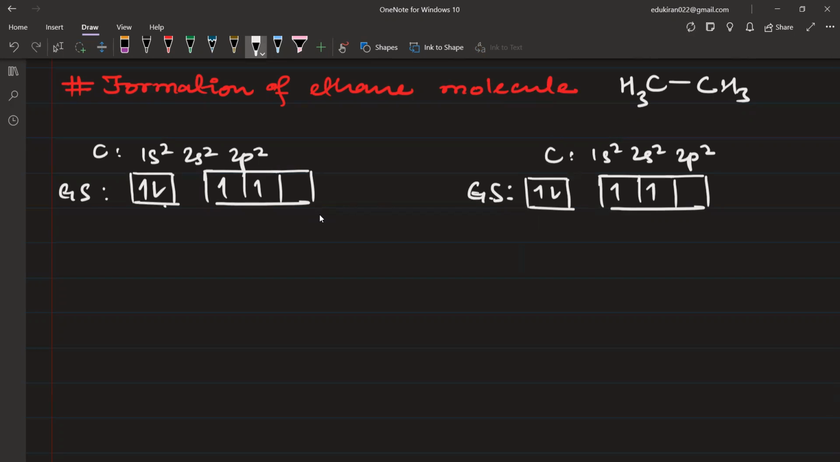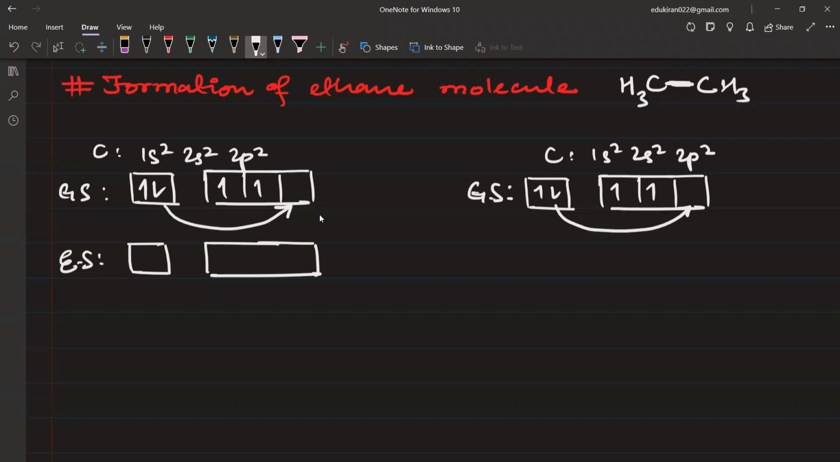Now for excited state, there will be promotion of electron because both of them are having 4 sigma bonds. Please remember this is also 1 sigma bond. 3 sigma bonds with hydrogen and 1 sigma bond with each other carbon. Now, after that, excited state. Excited state is going to be after the promotion of electron. Same excited state will be with this carbon atom also.